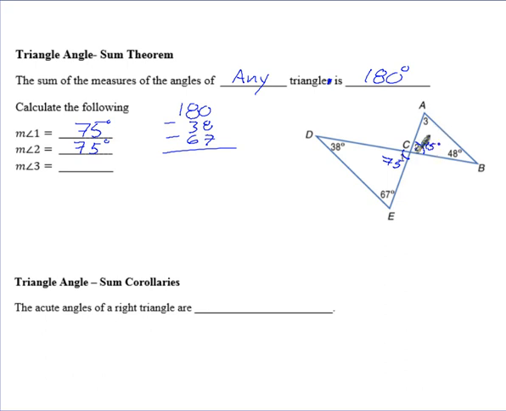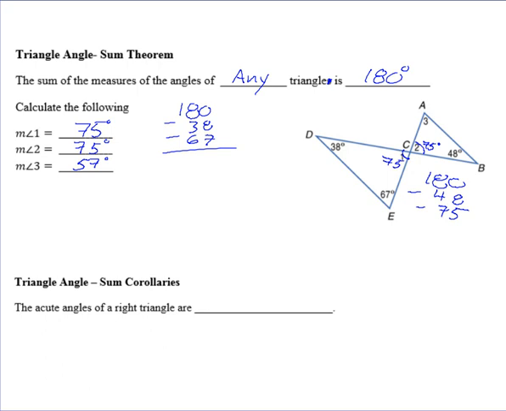And now to solve for 3, we look at this triangle and we would say, oh, there's another triangle that equals 180. And so we just subtract all of that. And when we subtract that information, we get that angle 3 is equal to 57 degrees.